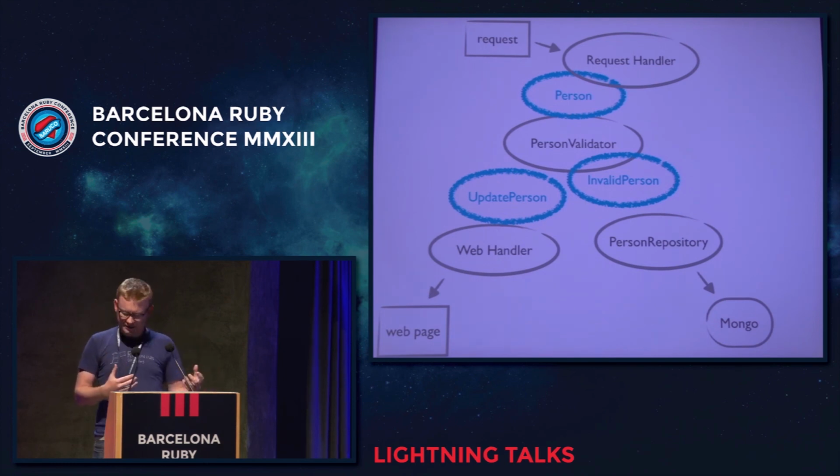Then you have a person validator which updates it. That returns two other objects which tell you whether it was invalid or whether it should be updated. Those two objects are passed to a repository and a handler. So the web handler will say, is it an updated person? Okay, I'll show a success message. If it's an invalid person, I'll show an error. The person repository gets the same messages. One, it says, I'll save it. The other one, it'll ignore.